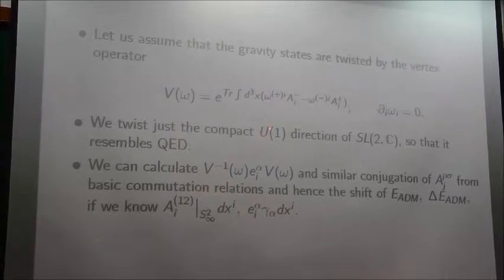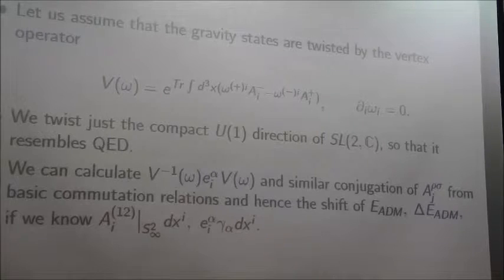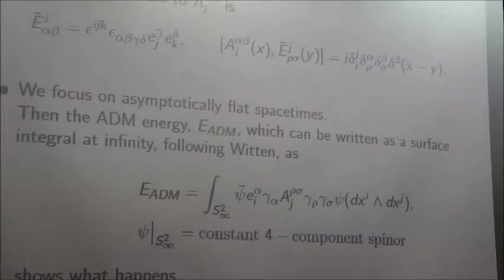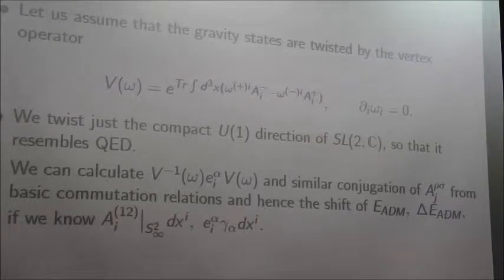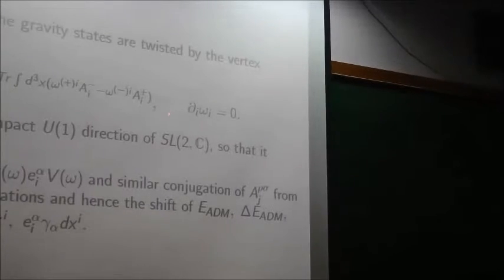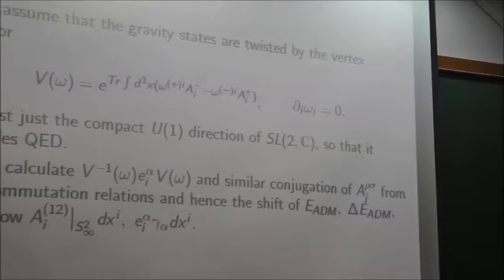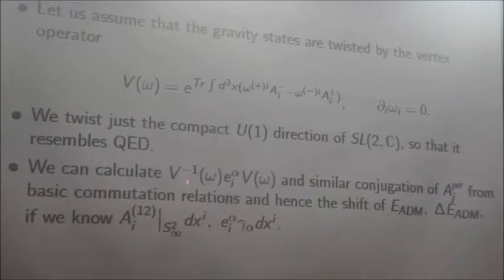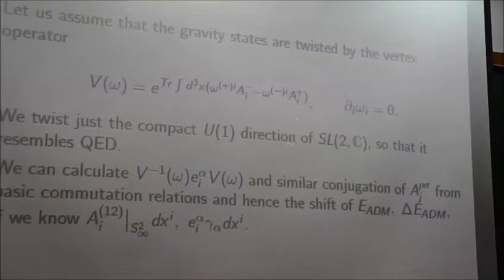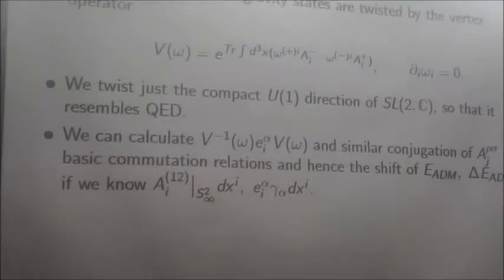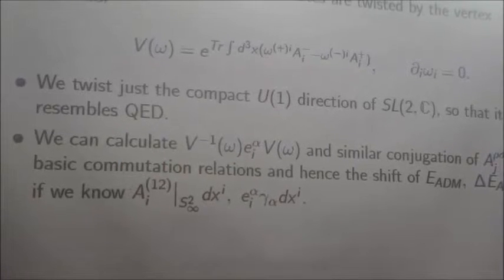Okay? So I have to sandwich the ADM energy, this expression here, between two states which are twisted by this vertex operator. So this is acting on, say, the state of mass m for the ADM mass, and this V dagger will sit on both sides of the ADM expression, and if I know the commutation relations of V inverse E V and V inverse A V, then I can calculate how ADM energy has been shifted. Okay? And I also know the asymptotic values of E and A, but they are all known.